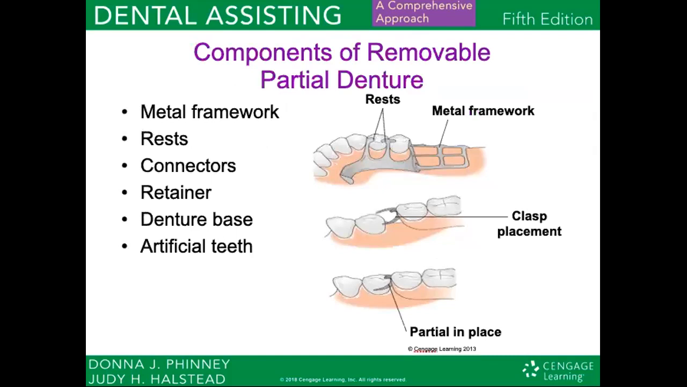So the components of the removable partial denture include the metal framework, which is this piece here. This metal framework is usually embedded in acrylic. The rests here, also known as rest seats or occlusal rests. The connectors, which is this lingual bar that we see here. The retainer, which we don't see in this picture. The denture base, which was part A in the previous picture, and the artificial teeth, which was part B in the previous picture. Partial dentures are designed for individual patients without set patterns.